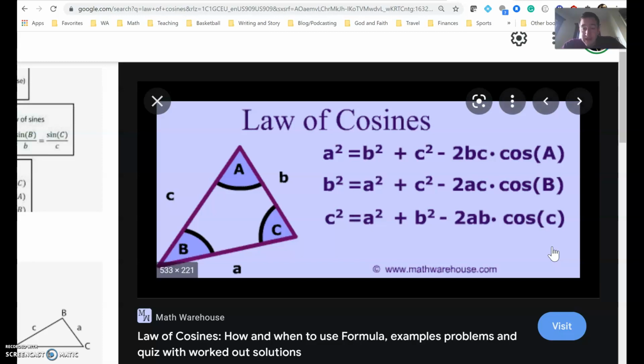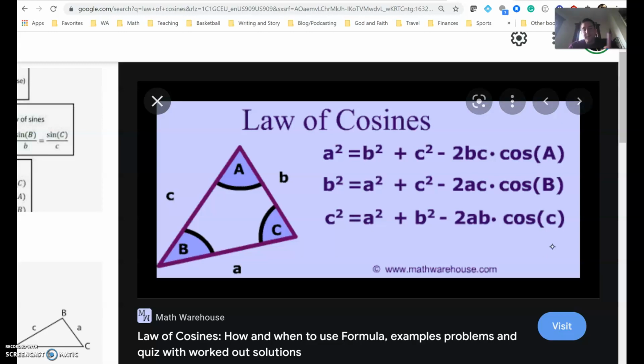If you're looking for side B or angle B, then you'd use the middle version. Notice it's just switched around. A squared equals B squared plus C squared minus 2BC cosine A. Whereas this one, the B and the A are switched. So wherever there was an A in this first one, there's a B, and vice versa. Wherever there was an A in the first one, there's a C in this one.